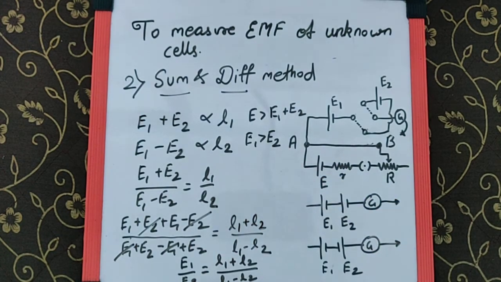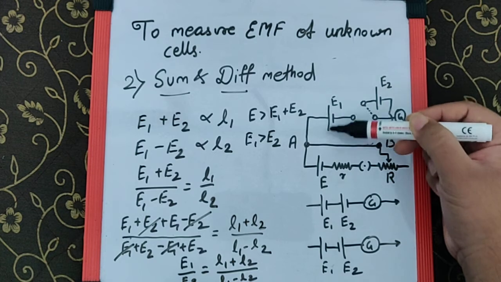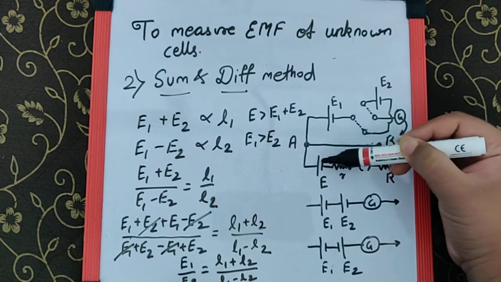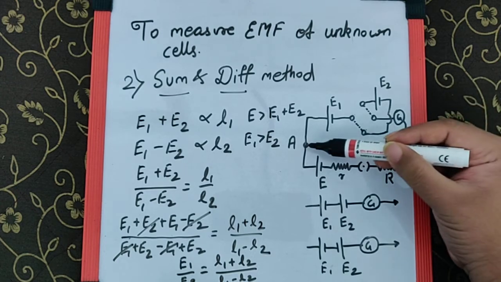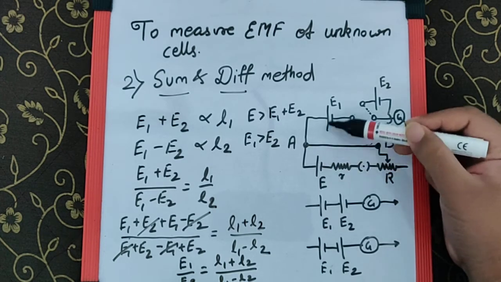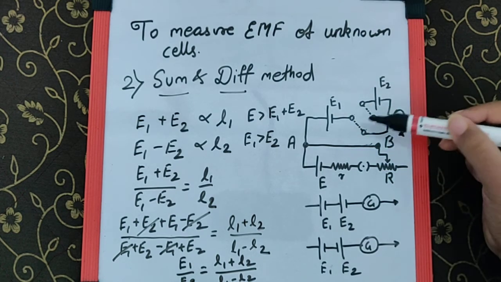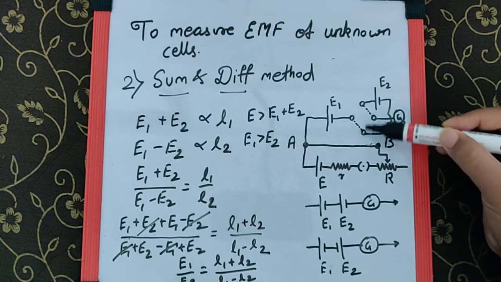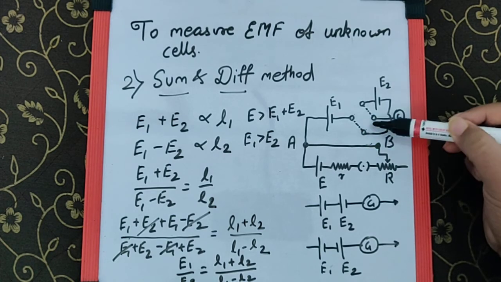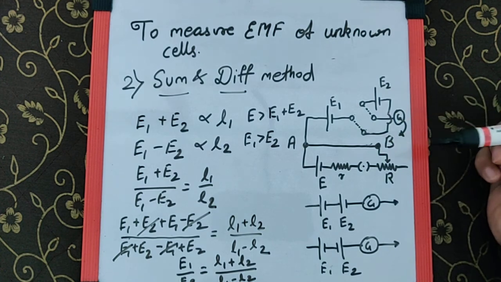And obviously the last and very important criterion is that the positive end of E1 and the positive end of E, or the negative ends, should be connected to point A. Means the same polarity is to be connected at point A. And when you go for the sum and difference, you need to be careful that for one connection of the four-way key you get the sum, and for the other connection you get the difference.